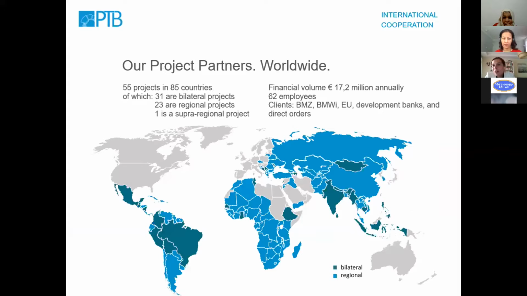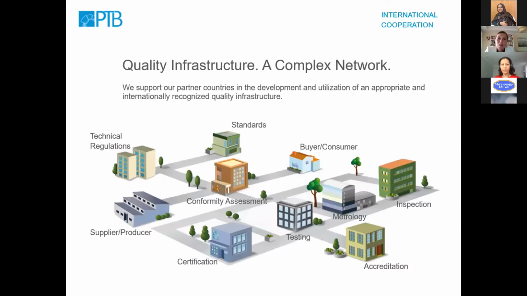We have a lot of partner countries and regions. Right now we have over 55 projects in 85 countries, which is a lot. We have many bilateral partners, around over 30 bilateral projects and 23 regional projects, and also one super regional project. I will talk about that more later on. Financially, we have a volume of over 17 million annually for this development cooperation, and 62 employees who are in charge of our projects. As I said, this is not only metrology, so we deal with the whole network of quality infrastructure, which also involves, of course, inspection, accreditation, testing, certification, and conformity assessment.